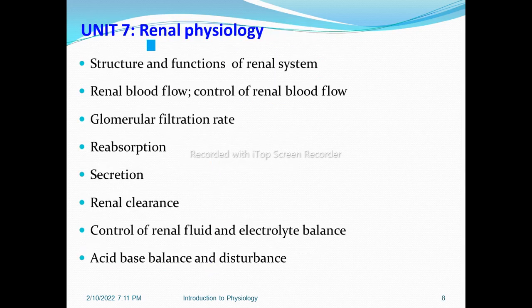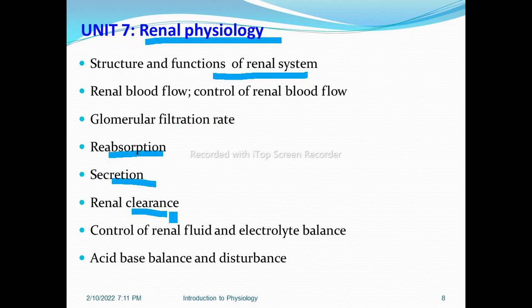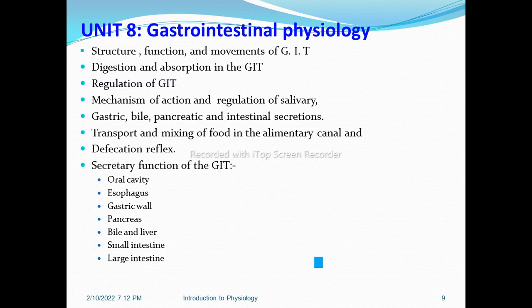The other is renal physiology. In renal physiology we will see the structure and function of the renal system, renal blood flow, control of renal blood flow, glomerular filtration rate, reabsorption, secretion, renal clearance, control of renal fluid and electrolyte balance, acid-base balance and disturbance. This is also covered under renal physiology.